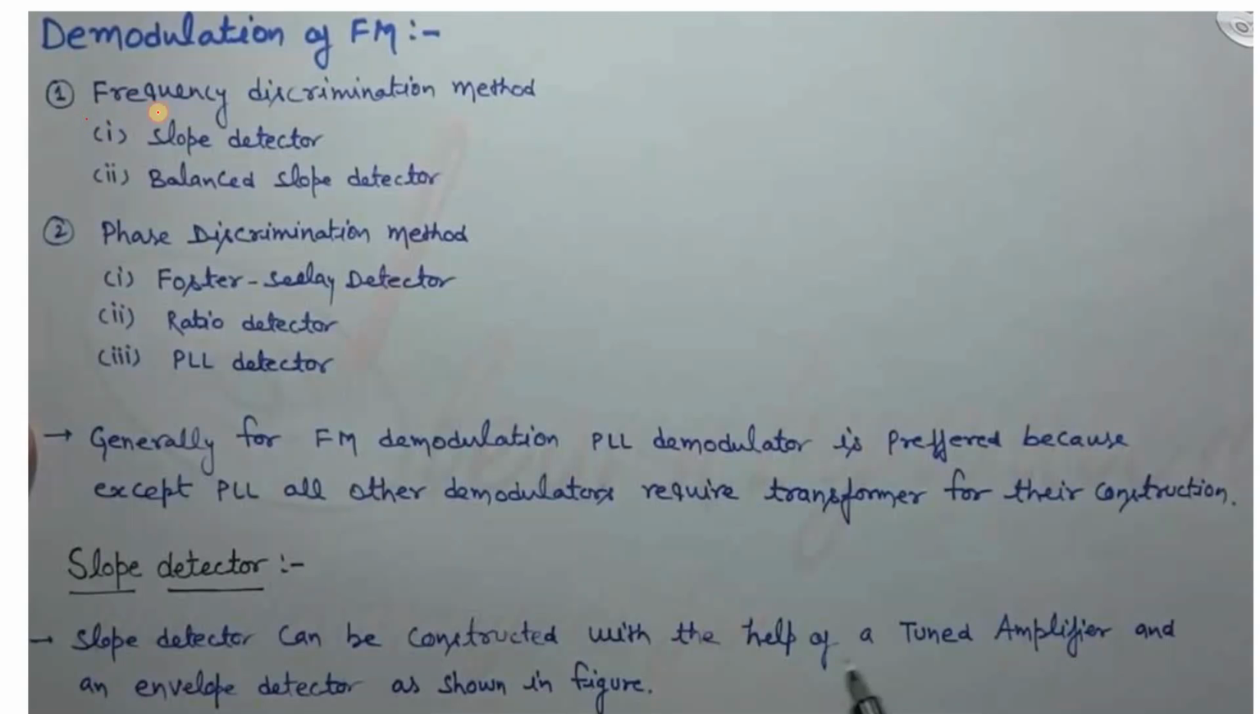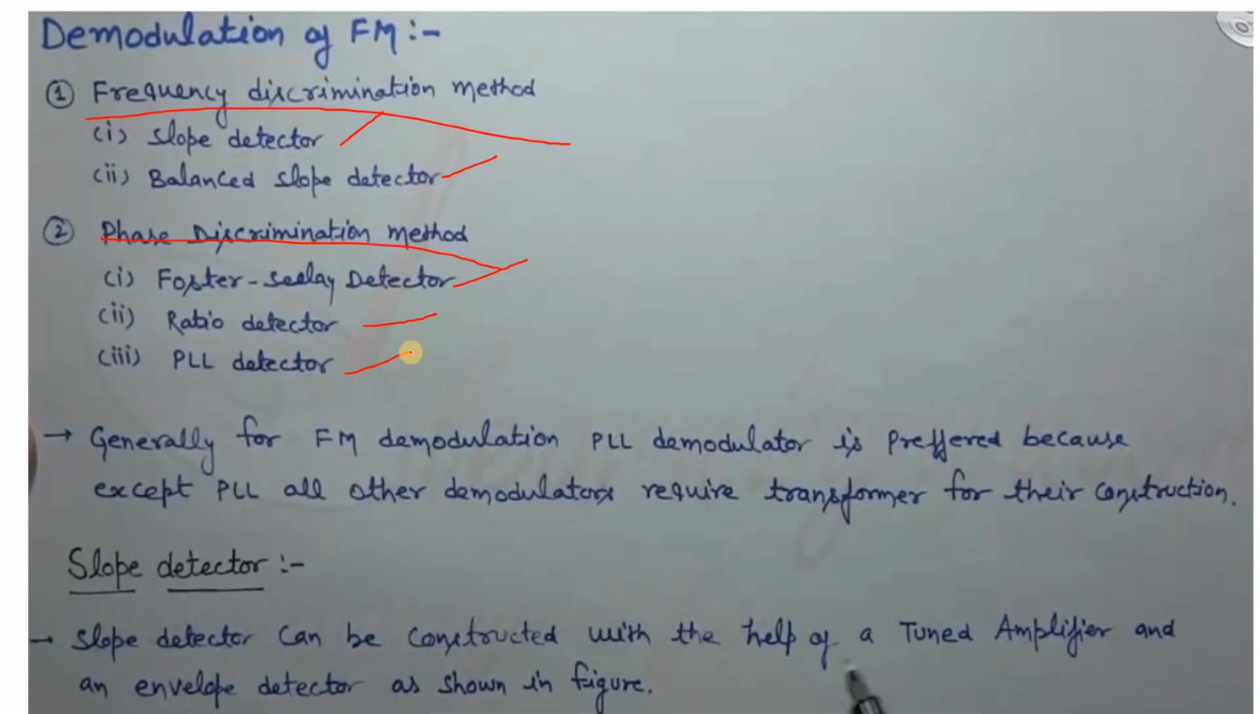Okay, frequency discrimination method and phase discrimination method. In the frequency discrimination method, we have the slope detector and the balanced slope detector. In the phase discrimination method, we have the Foster-Seeley detector, the ratio detector, and the next one is the PLL detector.